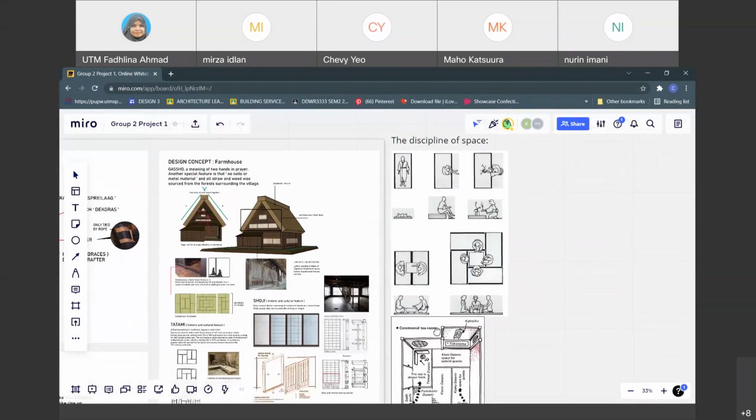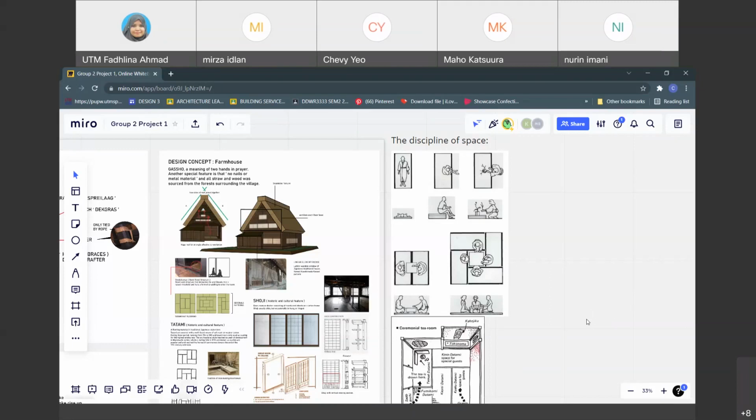How about the rituals, the custom, the belief? Who is going to cover this one? Is it Mahu? Mahu, you need to cover this one, right? On the ritual and then the daily activities, because it is related to the spatial arrangement. Is it? Yes. Okay.